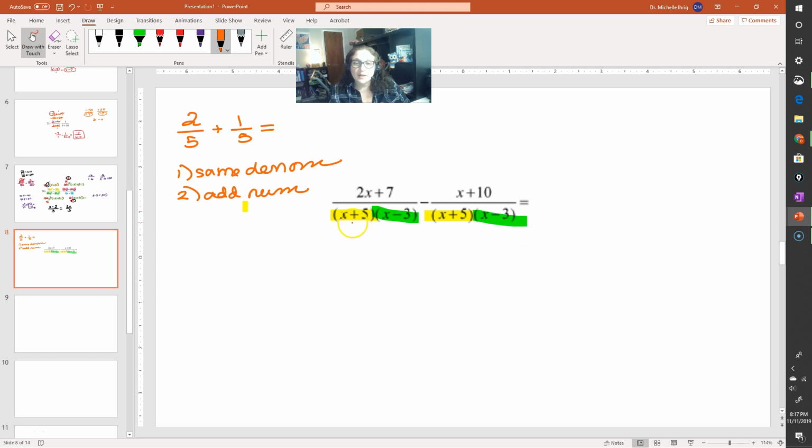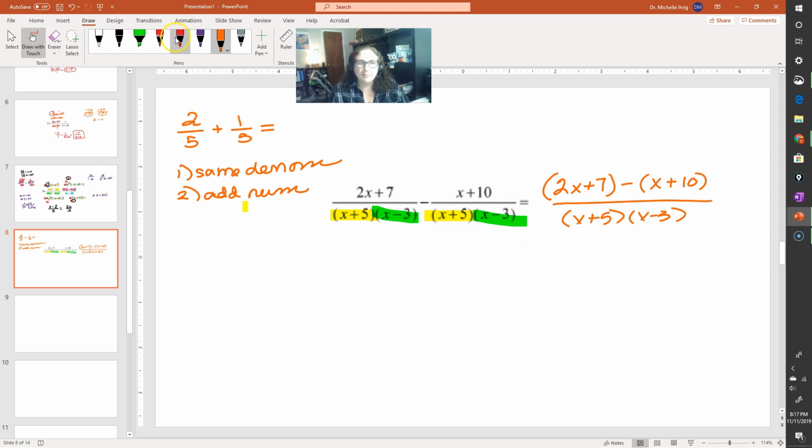So do we have the same denominators? Yes, we have x plus 5 and x minus 3. So that's going to be my denominator. Now we need to combine the numerators. So what I'm going to do is I'm going to write 2x plus 7. But watch this. I'm going to put the x plus 10 in parentheses for the subtraction. This is where kids are going to mess up. They're going to forget to put the parentheses around the x plus 10, and that's going to screw you up because you have to distribute that negative.